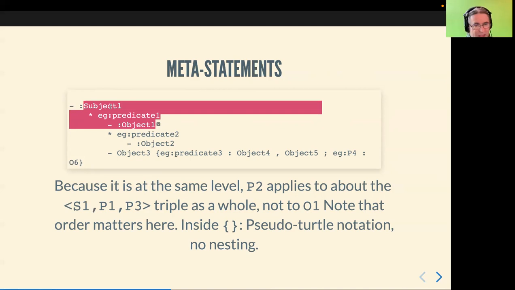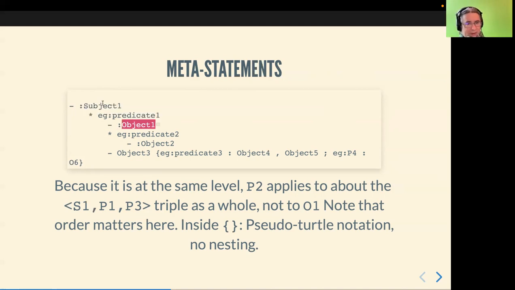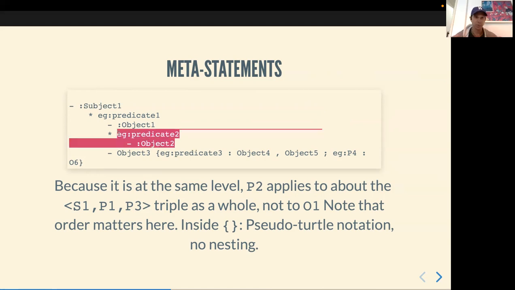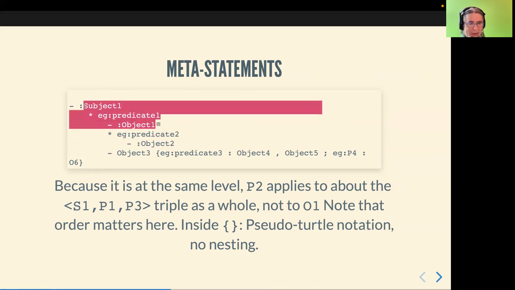Okay, so subject predicate object is the base claim. So sure. I'm saying subject predicate object. Okay, so predicate to object is the actual claim you would be making about that other. Exactly, that's the meta claim about this primary claim. Sorry, I should have made that clear.